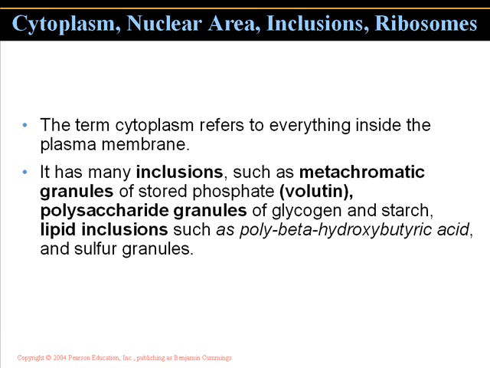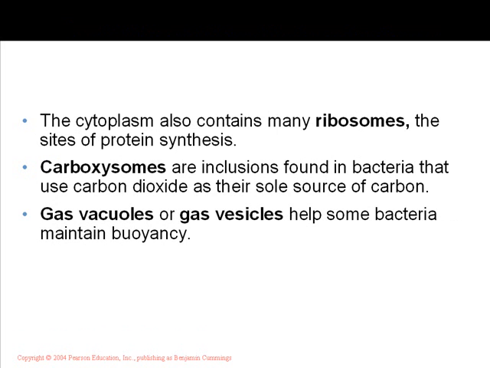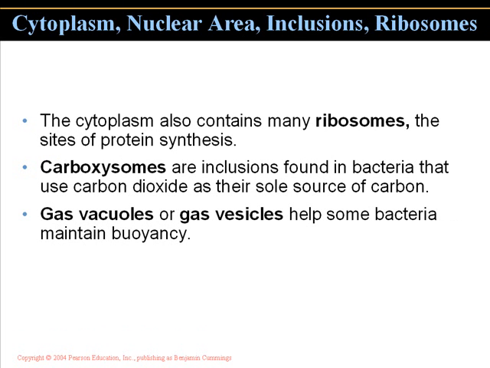The term cytoplasm refers to everything inside the plasma membrane. It has many inclusions, such as metachromatic granules that store phosphate, volutin, polysaccharide granules of glycogen and starch, and lipid inclusions such as poly-beta-hydroxybutyric acid and sulfur granules. Cytoplasm also contains many ribosomes, the site of protein synthesis. Again, you should be familiar with that from A&P 1.